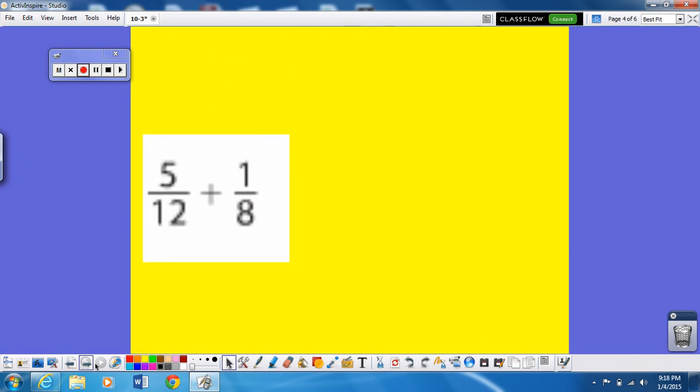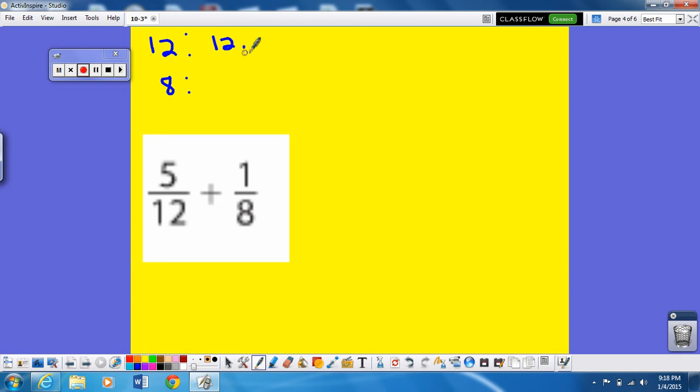Okay. One more problem that I want us to work together. 5/12 plus 1/8. Let's think about 12 and 8. If you don't know automatically what you would want your common denominator to be, let's do some multiples.